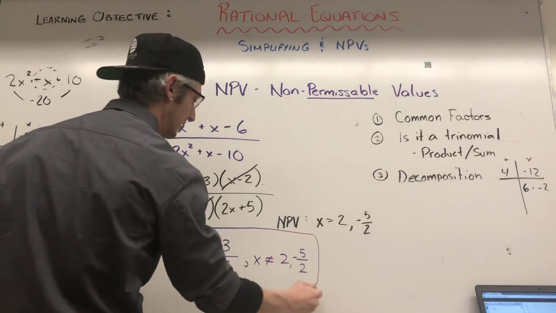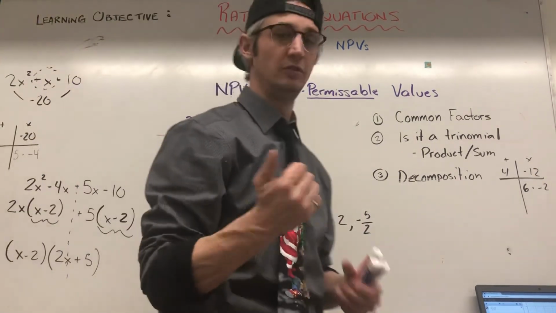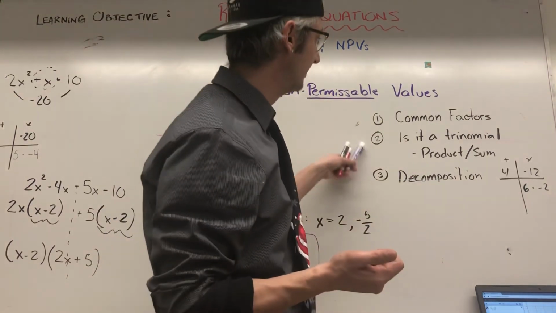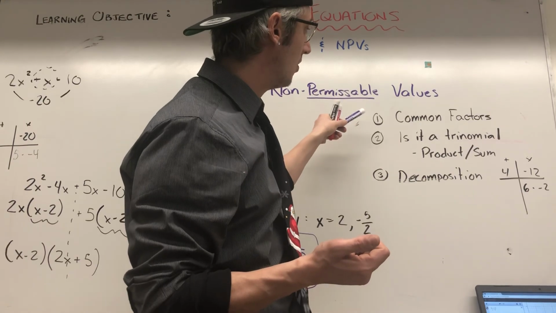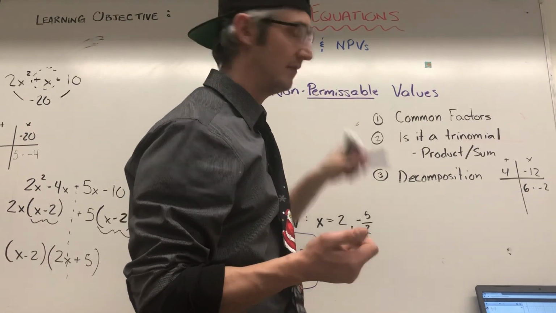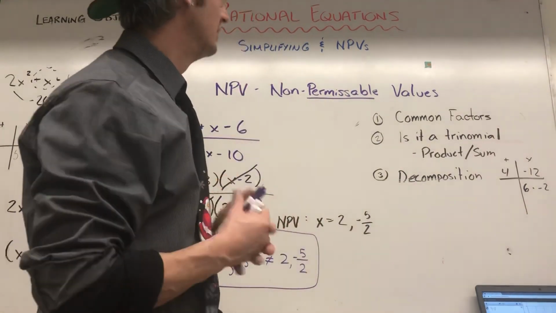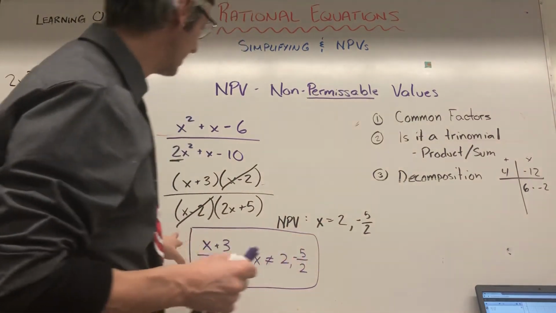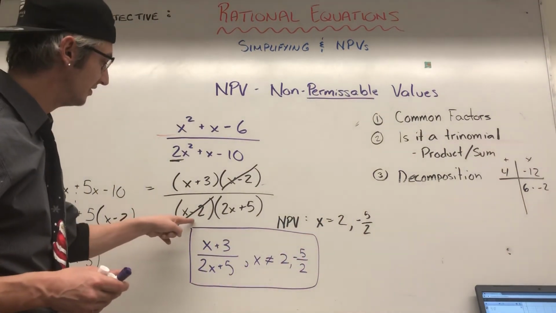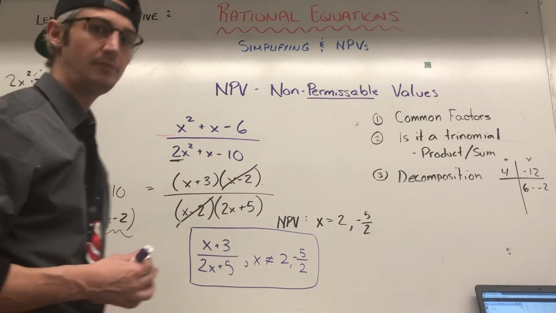Simple enough. Follow the steps. So to recap, you are going to factor first, going through these steps where it's either going to be common factors leading into trinomial, or just a trinomial that you have to decompose, or product sum. So you're going to factor it, then you're going to do your non-permissible values, and then you do the canceling out. So the non-permissible values will stick around even if we cancel out this denominator term.